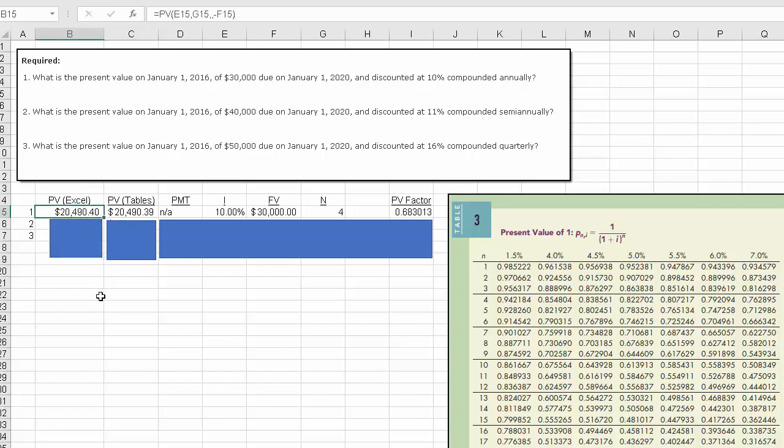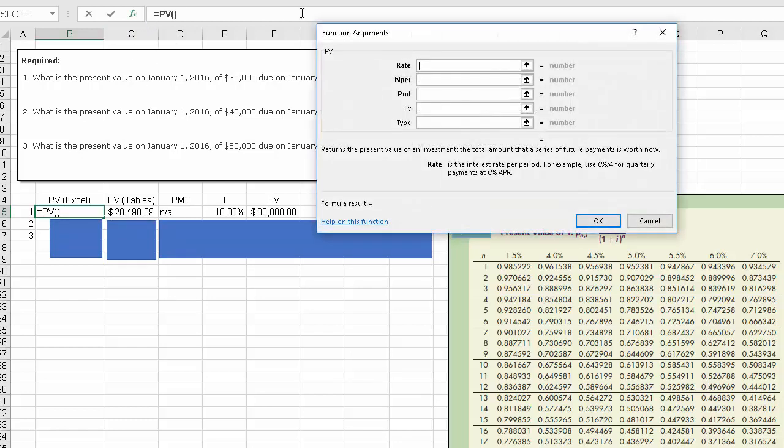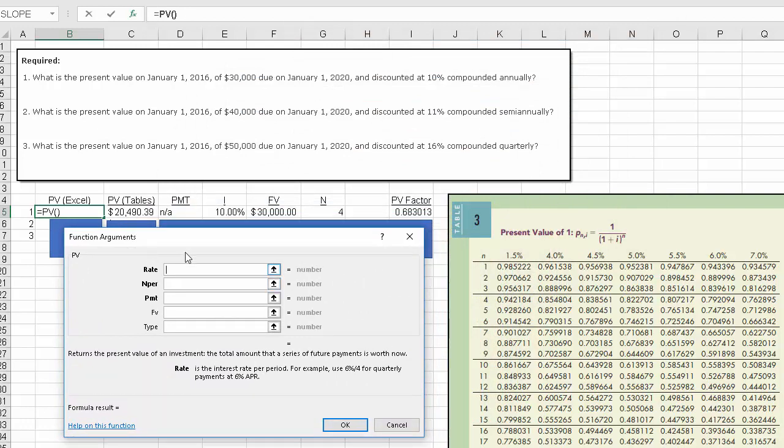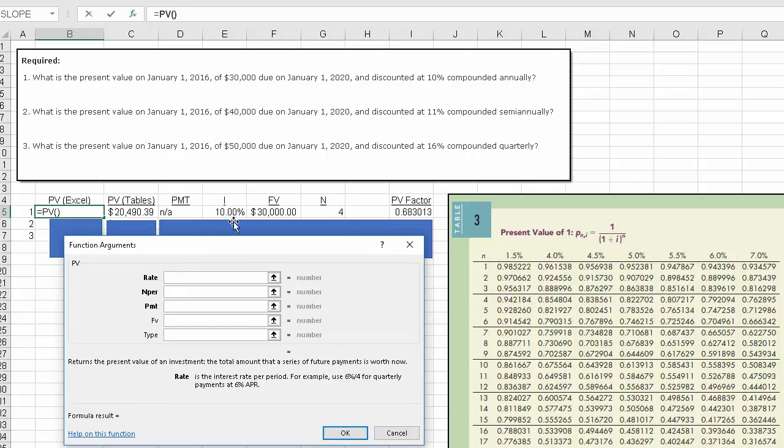All right, so let's start this one from scratch. We would use the equal PV function in Excel. So I would say hit equal PV, hit the left paren, and come up here, call this up. Now you've got the function arguments in front of you. You can just point to where the information is. What's the rate? 10%. Number of periods? 4. What's the payment? There is no payment. We can leave that blank.